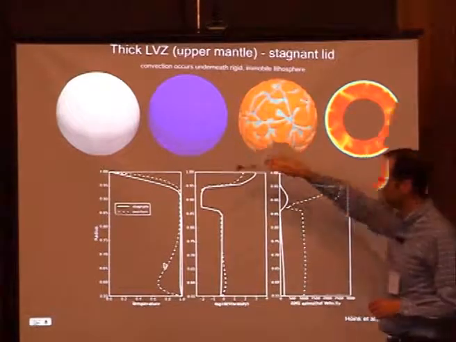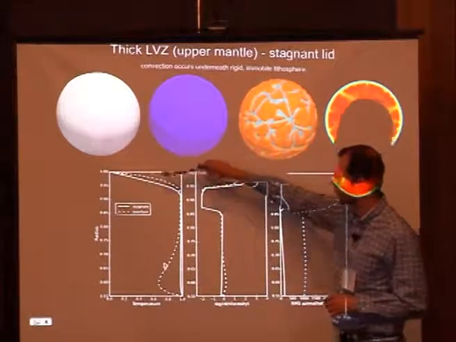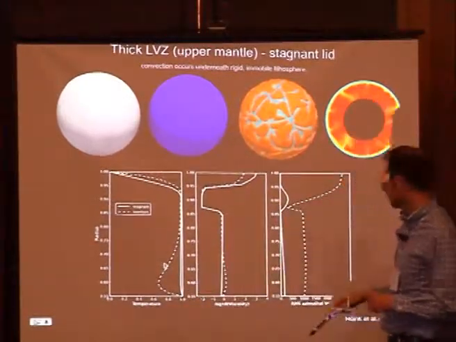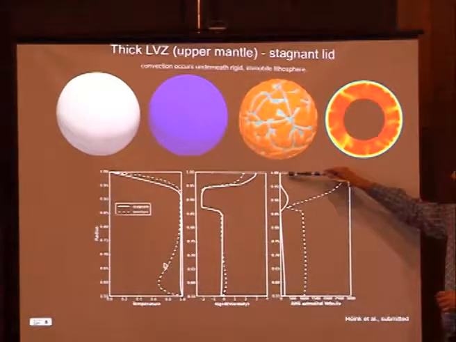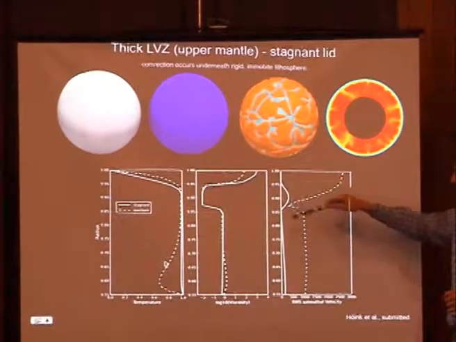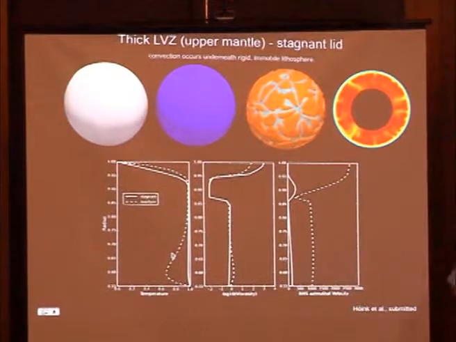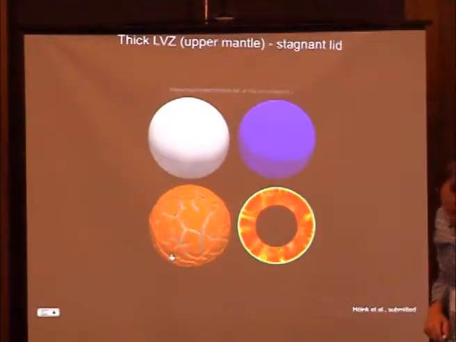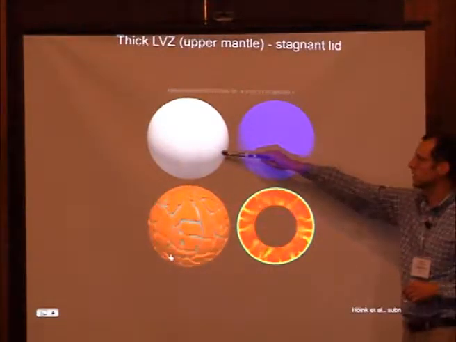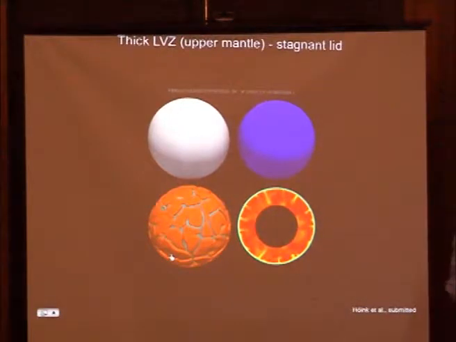If you look at the temperature profile, you see a conductive lid, and then a very warm interior. If you look at horizontal velocities, you see there's no surface motion, and convection is limited to the region below that has relatively low viscosity. This is what it looks like animated. So you see that the one-plate planet stays intact, the surface doesn't change, and all motion is confined to the region underneath.